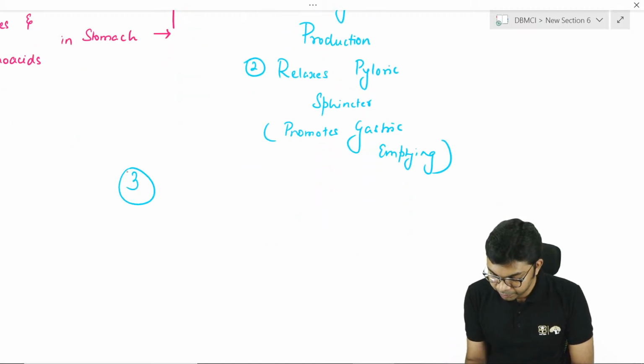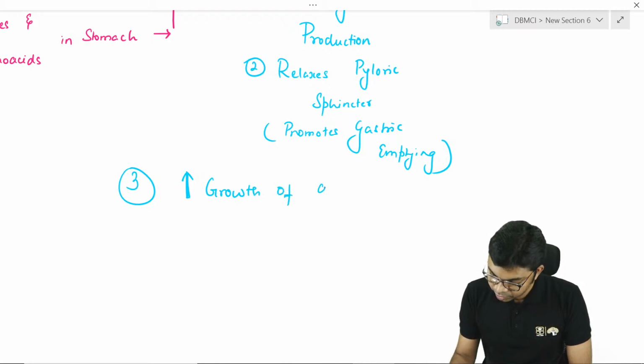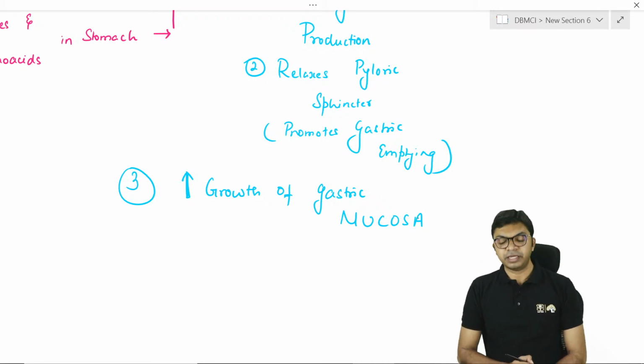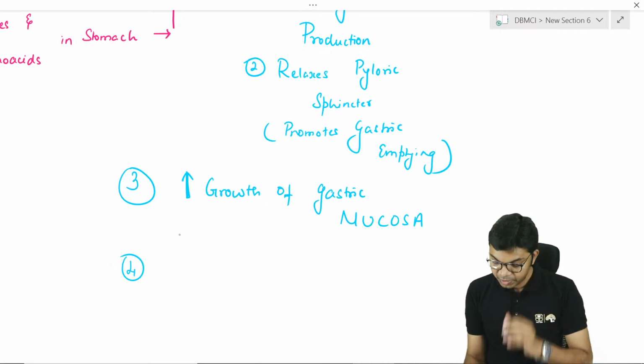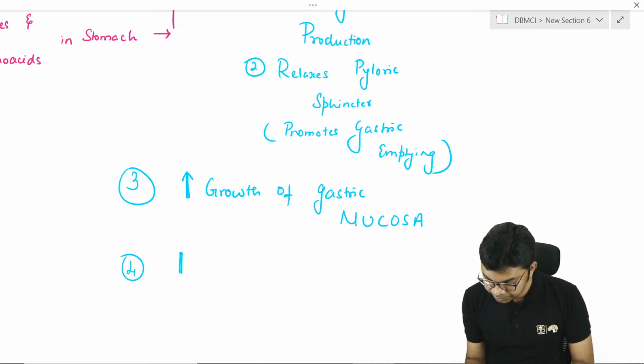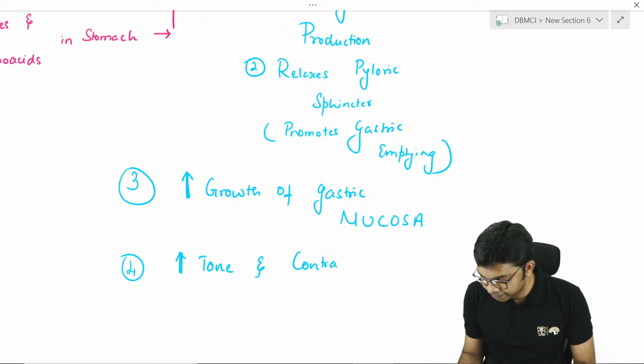Action number 3: gastrin increases growth of gastric mucosa. Gastrin increases the growth of gastric mucosa. Number 4, to a very little extent, gastrin increases the tone and thereby gastrin contracts the lower esophageal sphincter.